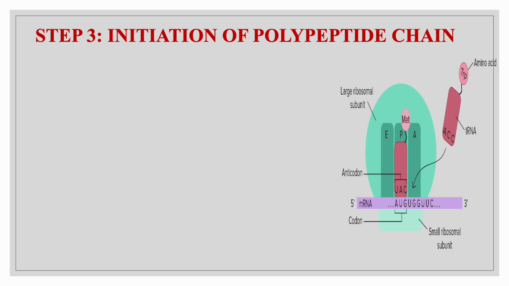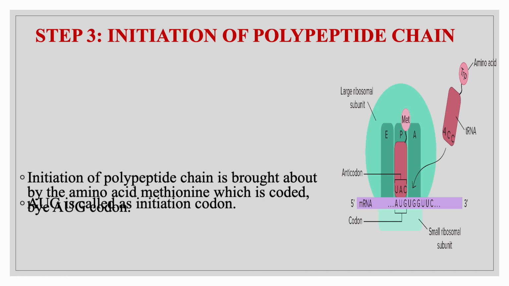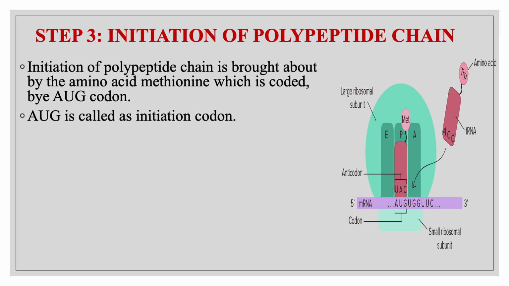Now, the initiation of the polypeptide chain begins. Once the amino acids present in the cytoplasm are activated, the chain formation begins with the initiation of the polypeptide chain. Initiation of the polypeptide chain is brought about by the amino acid methionine, which is coded by the AUG codon. AUG is also called the initiation codon.